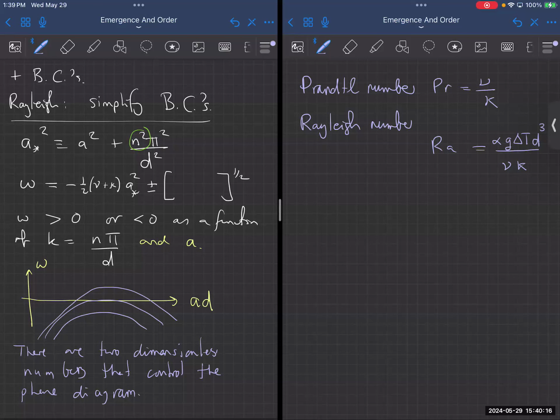So when the Rayleigh number is greater than Rayleigh critical, which is somewhere around 1700, I've forgotten the exact number, that means you get convection. And so linear stability analysis, this calculation, which I've only sketched and told you about, enables you to find what are the variables that control the instability, and it tells you when the instability occurs.